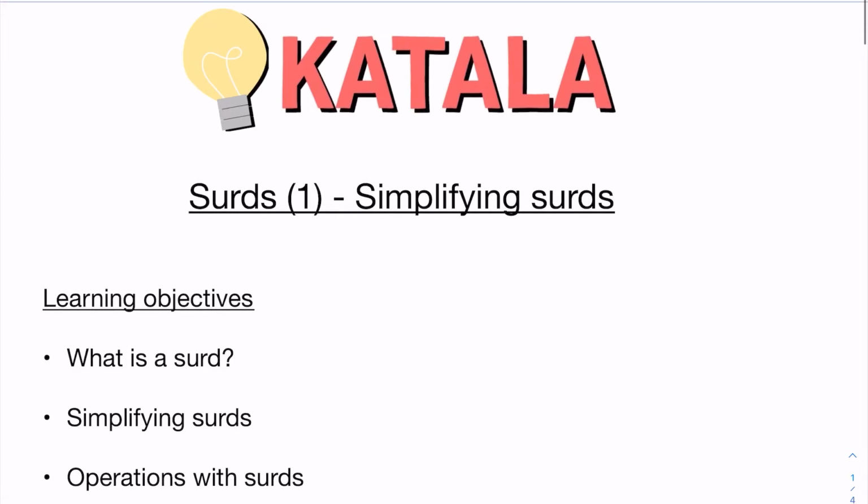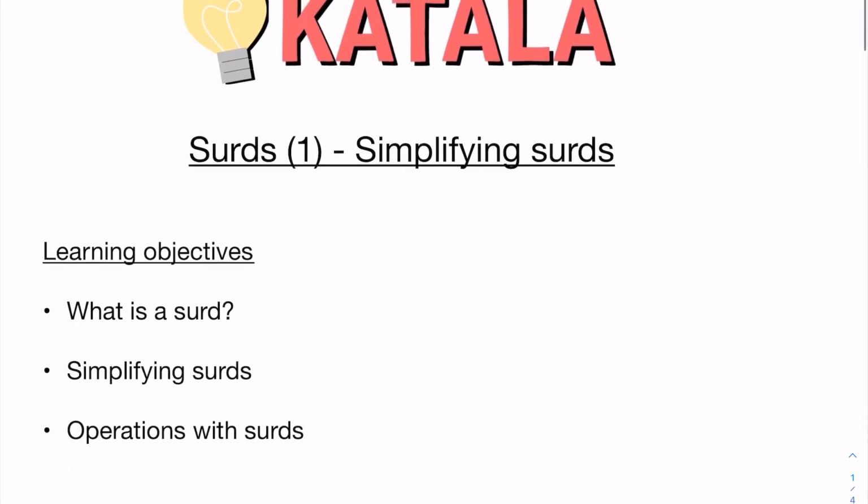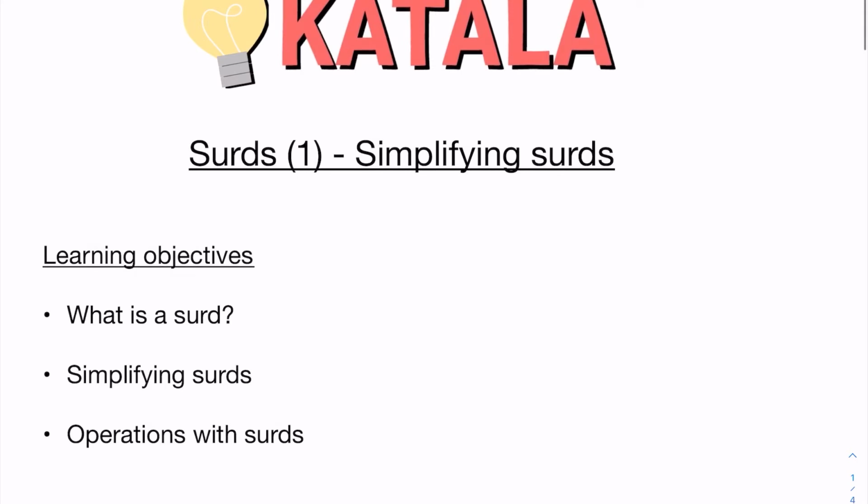Today we're going to be looking at surds, and this is the first part in the series for surds. Specifically, we're going to be looking at simplifying surds. Okay, that's going to be the main bulk of what we're focusing on today.